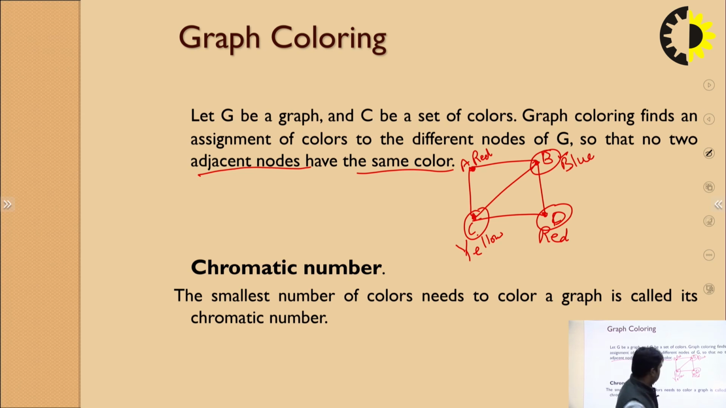If we add one edge between A and D, then vertex D will also be adjacent to vertex A. Then in this case, we cannot assign red color to this node. We go with another color.